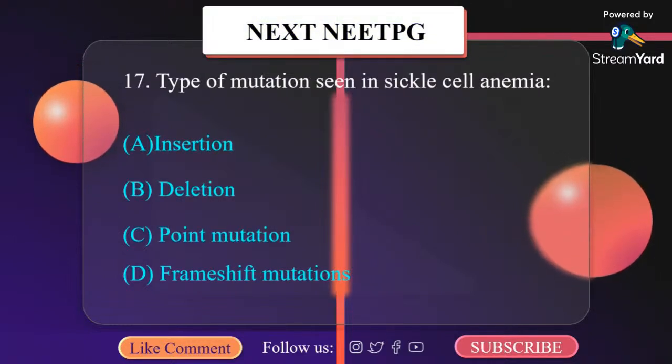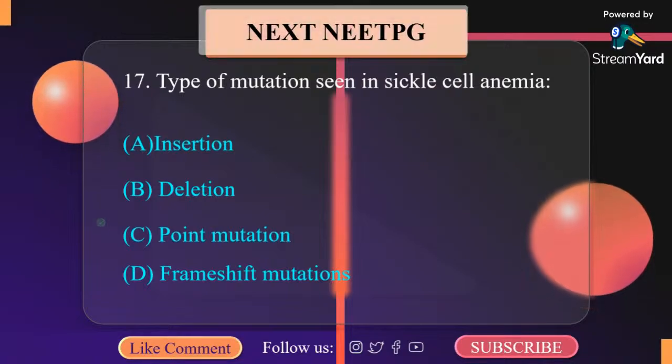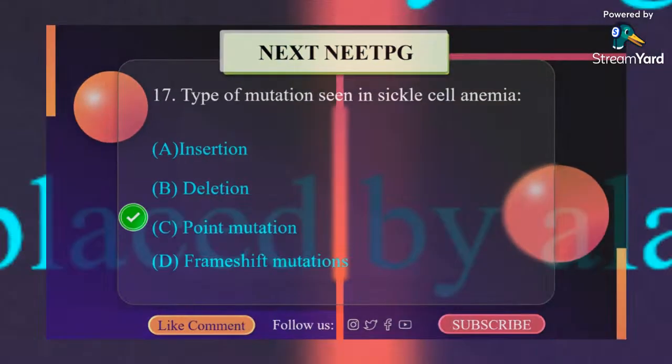Type of mutation seen in sickle cell anemia is: A. Insertion, B. Deletion, C. Point mutation, D. Frameshift mutation. It is point mutation.